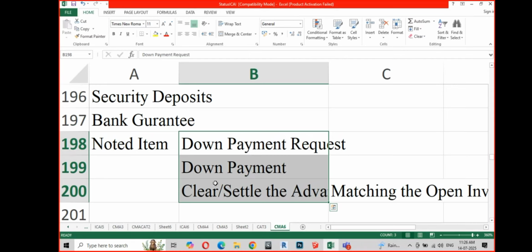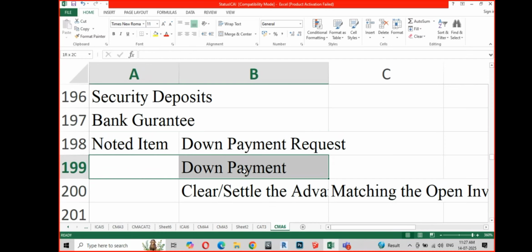Now what happens in the second step? The actual transaction. What do you mean by actual transaction? The advances received, or I make the advances. I pay, I receive money by means of advances. The actual transaction takes place in the second step, the down payment step. Now, how is the advance cleared? How does the system understand when I should clear the advance?